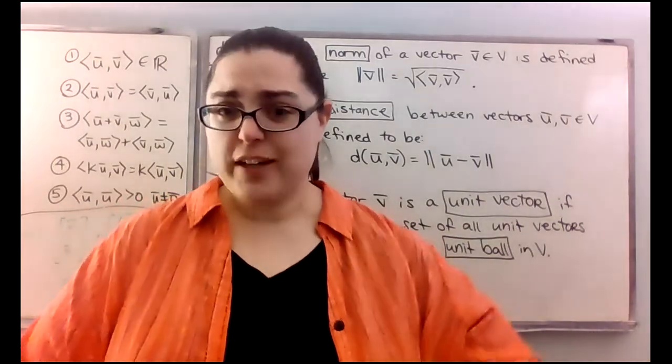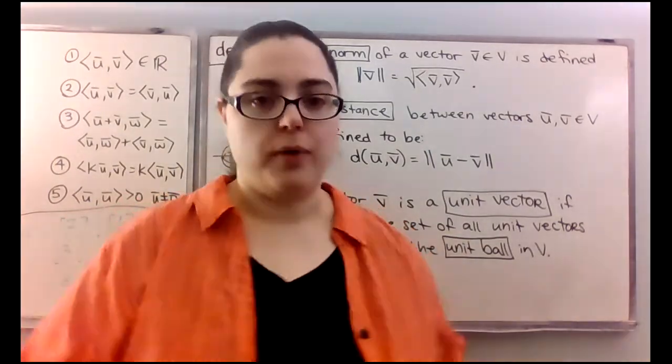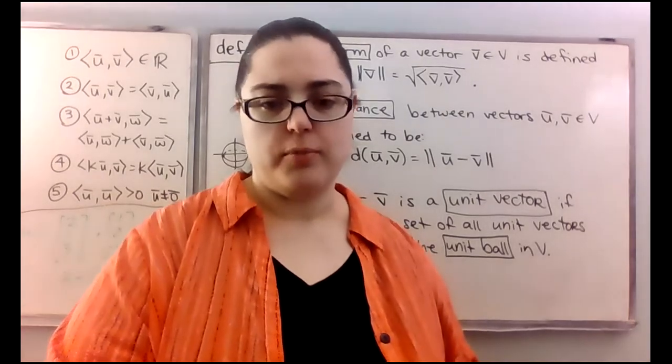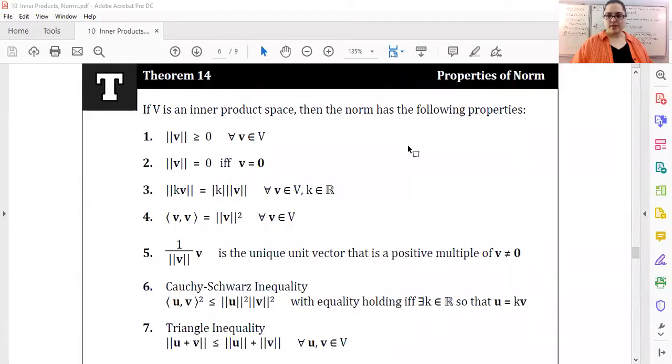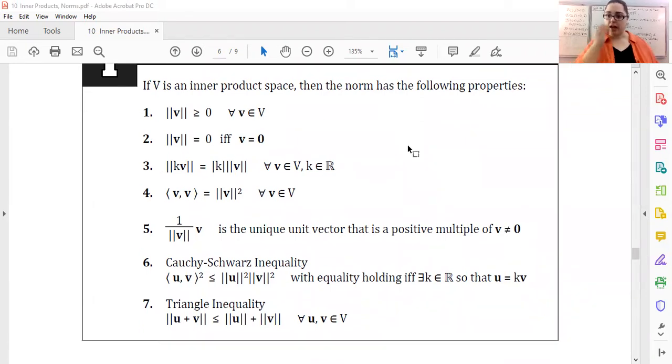So now that we've got some definitions underway, let's talk about a few properties of norm. Alrighty, so this is theorem 14. These are properties of norm. And if you would like to pause the video here to copy these down or to think and reflect on them, you can. But I'm just going to talk about all of these 7 properties that we're looking at and try and relate them back to what we know about just regular old vectors in Rn.